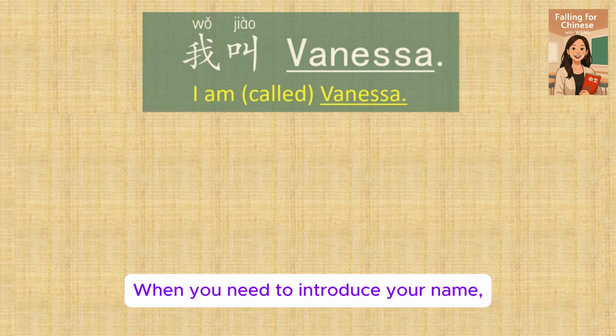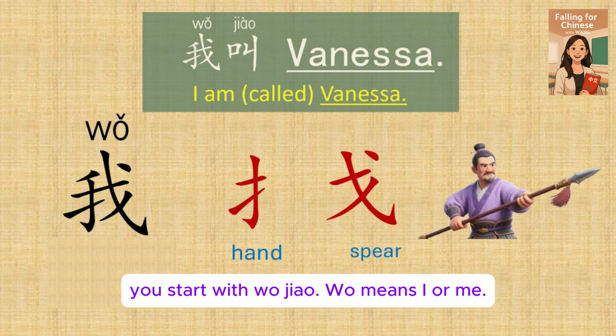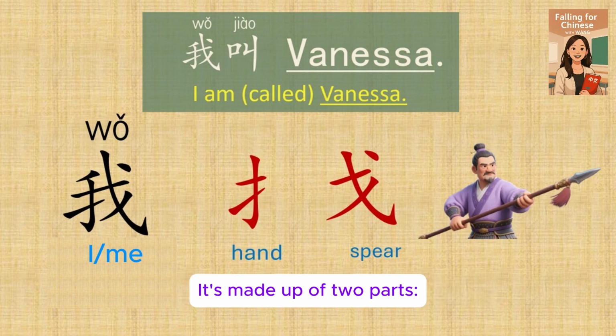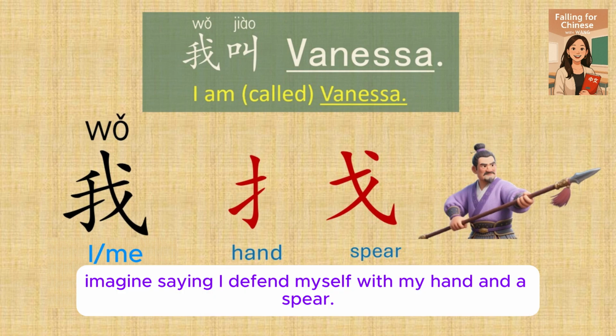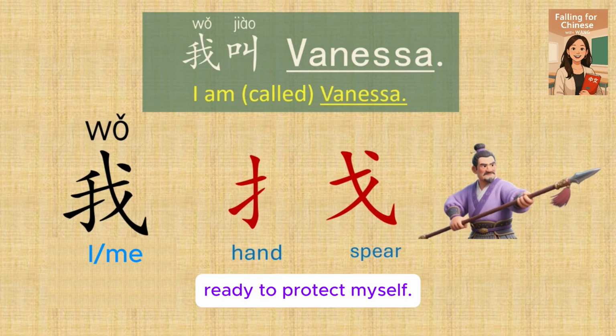When you need to introduce your name, you start with 我叫. 我 means I or me. It's made up of 2 parts, hand radical and spear radical. Imagine saying, I defend myself with my hand and spear. My hand grips the spear tightly, ready to protect myself.